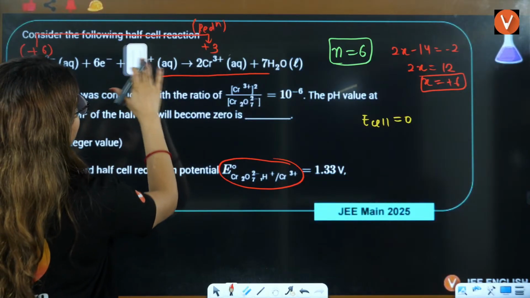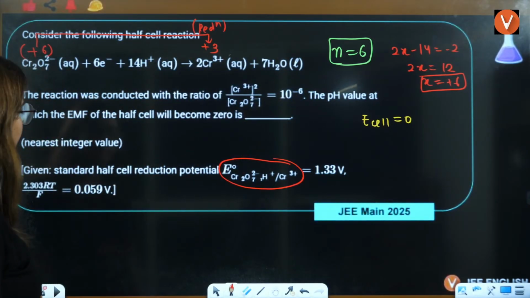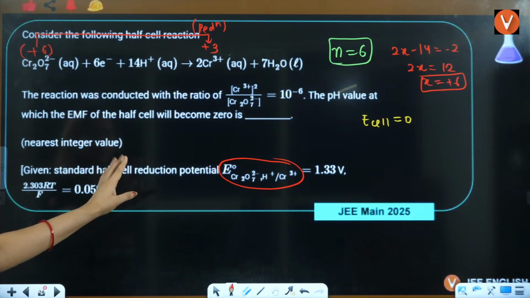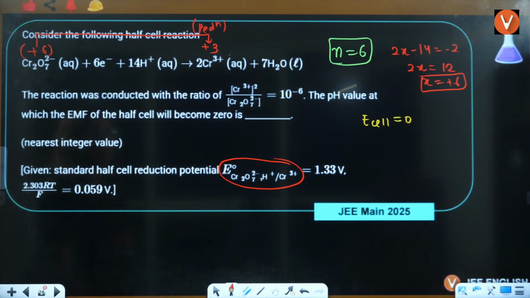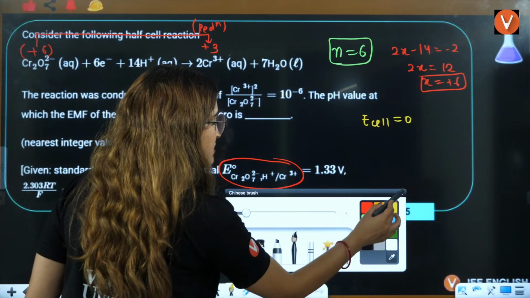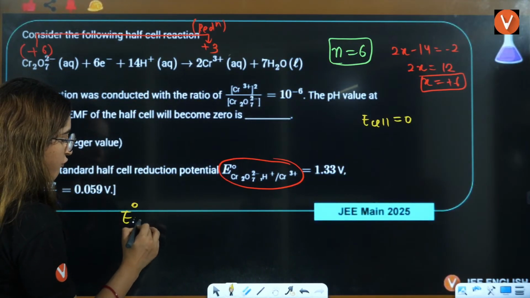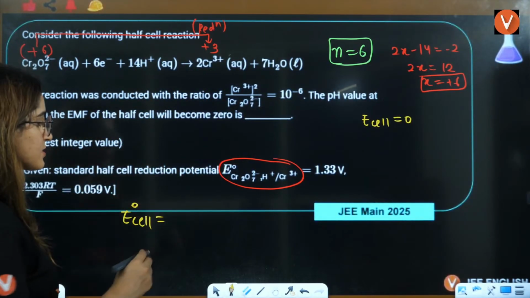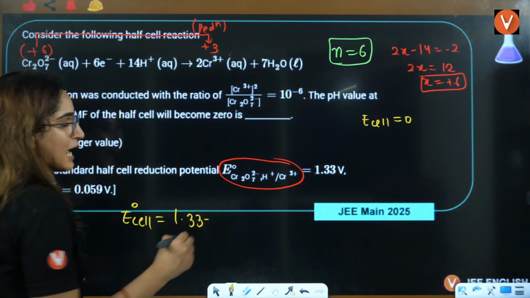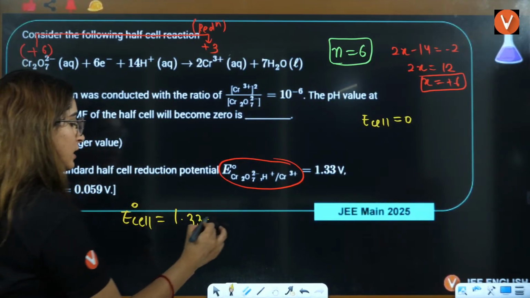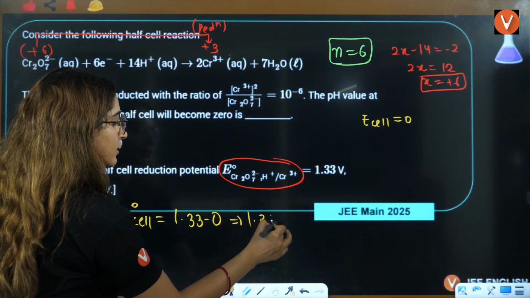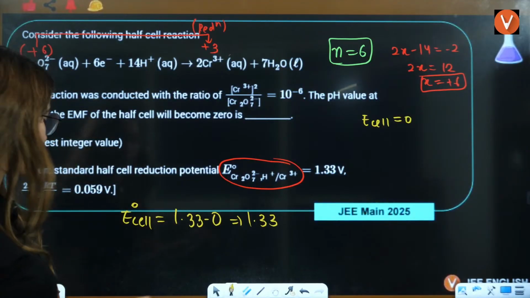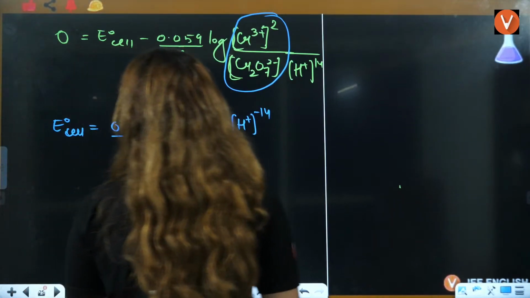So we can say that in this case, the standard half cell reduction potential, E naught, for this full cell is already given to you, right? So what you will say, E naught cell is equal to E naught cathode minus anode. This is cathode, that is given to be 1.33. Anode is hydrogen, that is 0 only. So it will be equal to 1.33. E naught cell also we have calculated, that is 1.33.